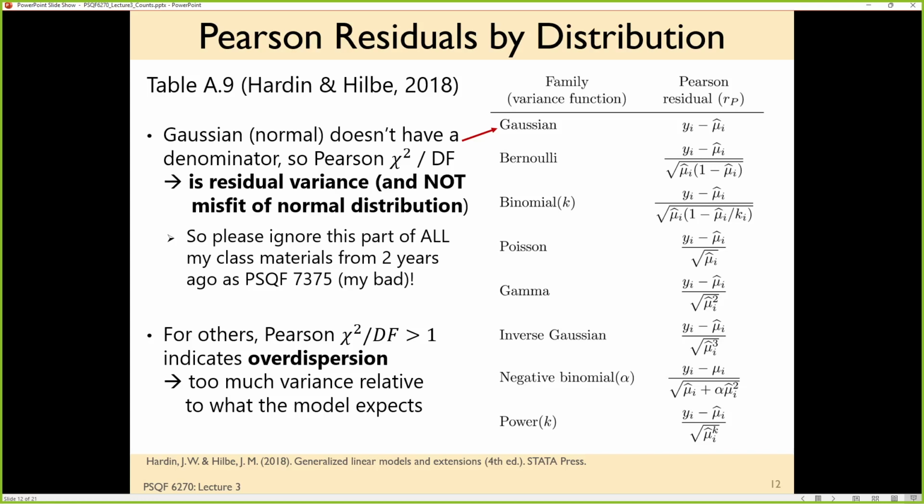That makes some sort of sense if you think about the idea that each of these others has a variance that is assigned to it as part of the distribution. So Bernoulli, for instance, the variance is the probability of a 1 times the probability of a 0. We haven't got to binomial yet, but it's basically the same thing.